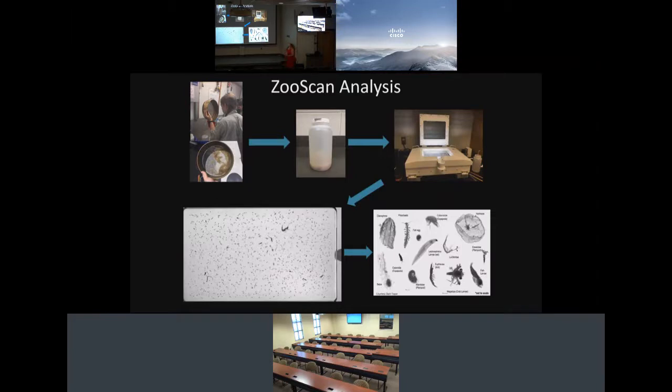But for those of you who are not familiar with it, essentially what you do is you take your plankton sample, you concentrate it, you settle it down, and then just like a fancy scanner, you take an aliquot, you dump it on the scanner, it takes a picture. So that's a TIFF file there that you see in the bottom left-hand corner. And then the computer program creates individual vignettes that draw boxes around each one of the animals, and then we can manually sort them. And so the little diagram compilation on the right shows example images that you can get from zooscan.